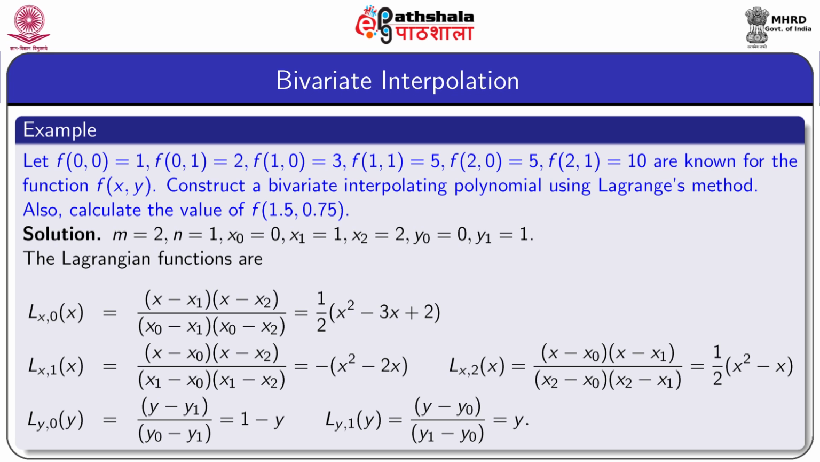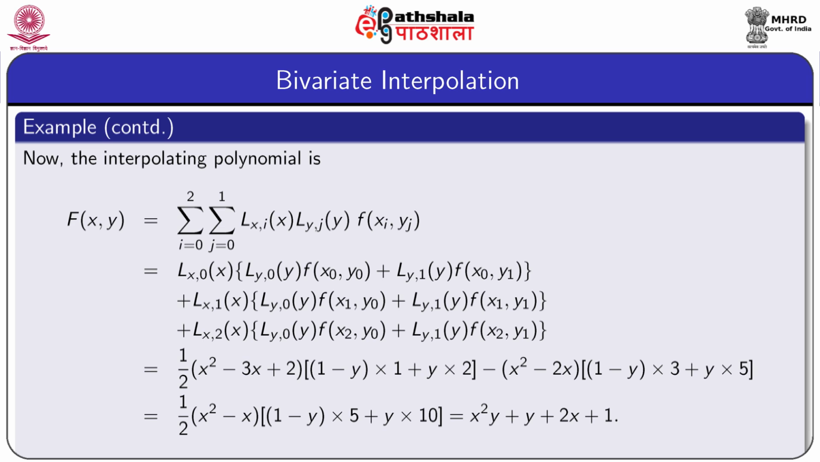And this is equal to y. So using these values, the Lagrange interpolating polynomial is F of x, y equal to summation i equal to 0 to 2, summation j equal to 0 to 1. In this case, the value of m is 2 and the value of n is 1, so the ranges of i and j are 0 to 2 and 0 to 1, of Lxi of x into Lyj of y into f of xi, yj.